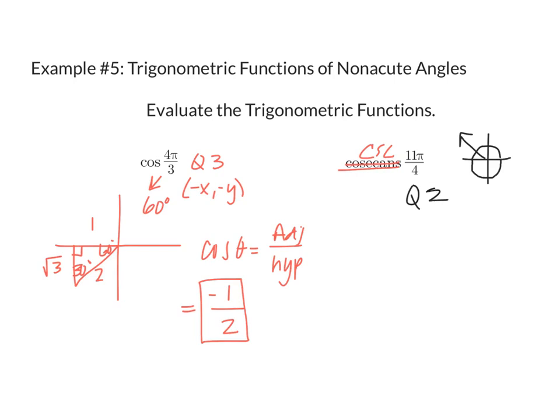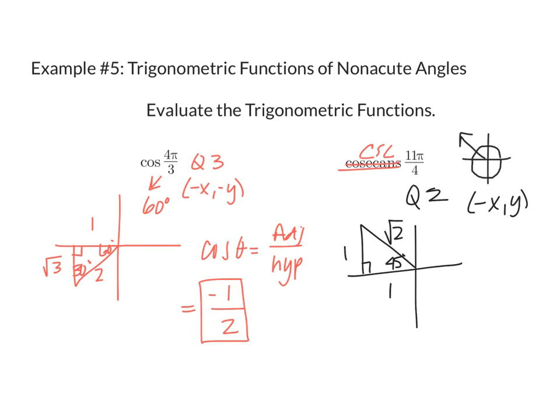Okay, so since we know that it's in quadrant 2, as an ordered pair it will have a negative x, but it will have a positive y. Since it is a pi over 4, pi over 4s have their central angle as a 45-degree angle, which means that this is a 1, 1, square root of 2 situation for the triangle.